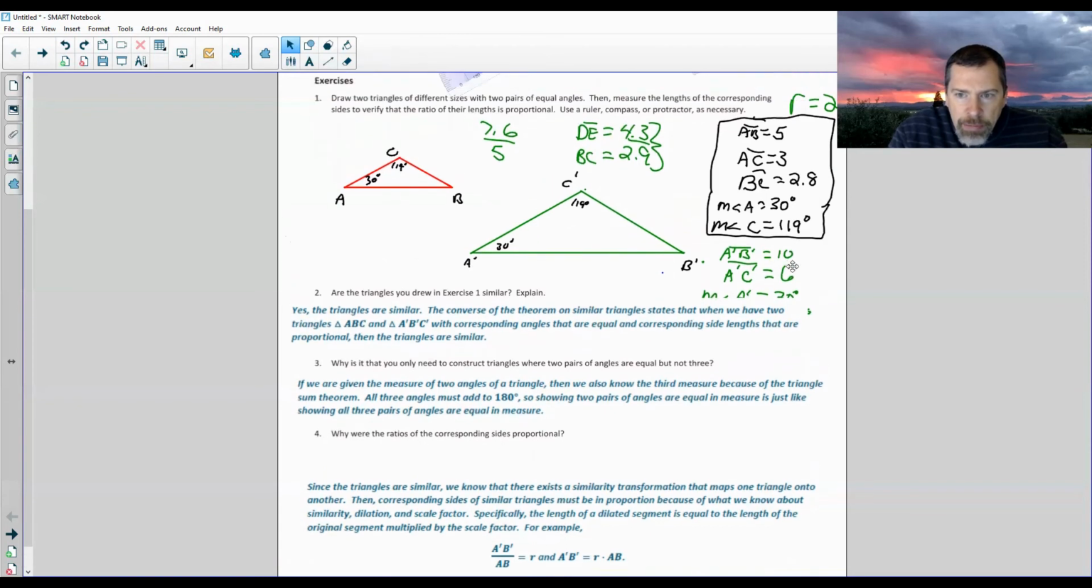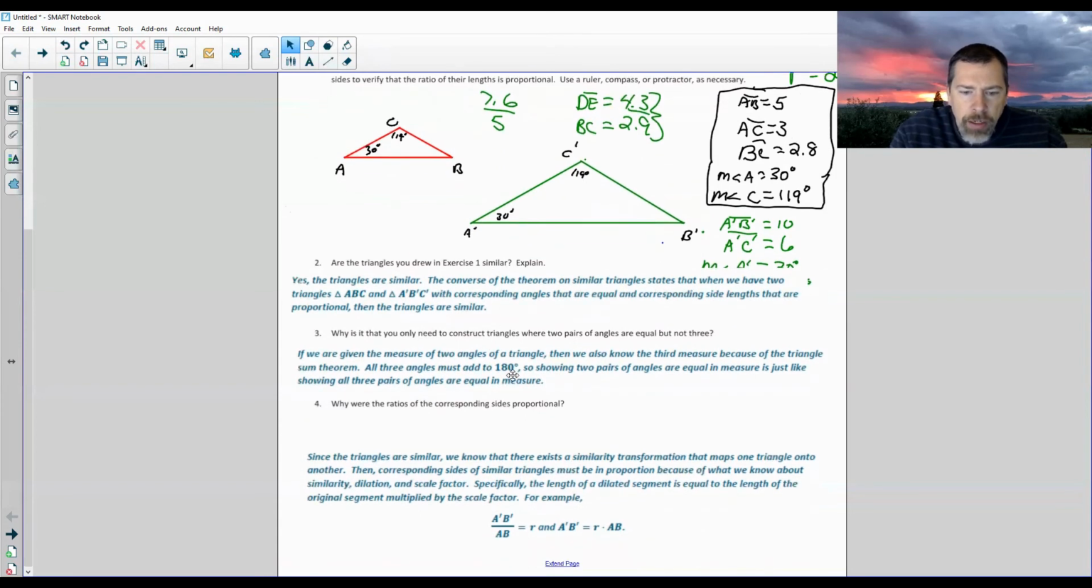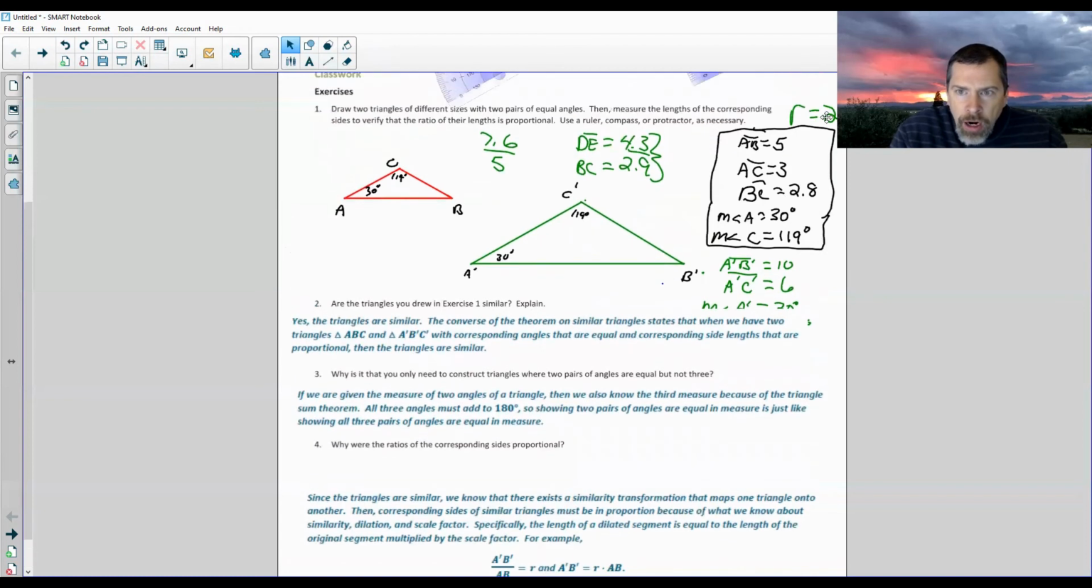A prime, B prime was 10, AB was 5, 10 divided by 5 is 2. That is our R, and A prime, B prime equals R times AB, 2 times 5, 10.